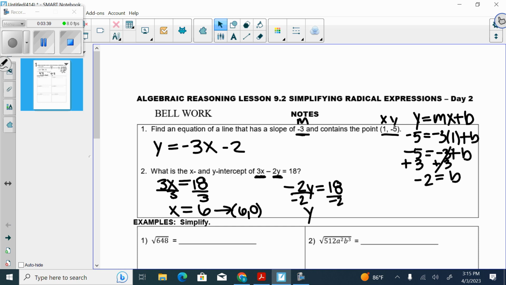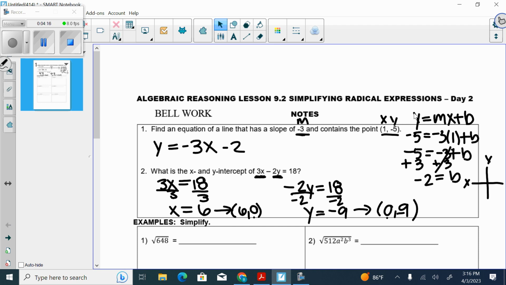So what is Y? -9. Right? 18 divided by -2 is -9. And if Y is -9, that means the Y-intercept is at (0, -9). And remember, an X-intercept is when it touches this line, so it can't have gone up or down any. And a Y-intercept is when it touches this line, so it can't have gone left or right any. So that's why you got a 0 here and a 0 here.